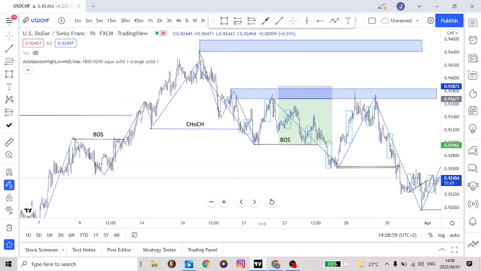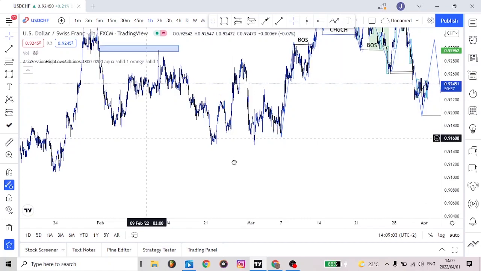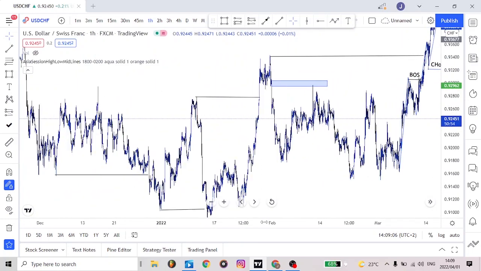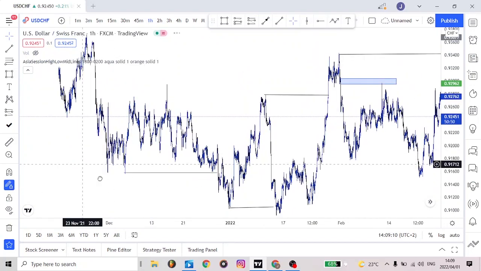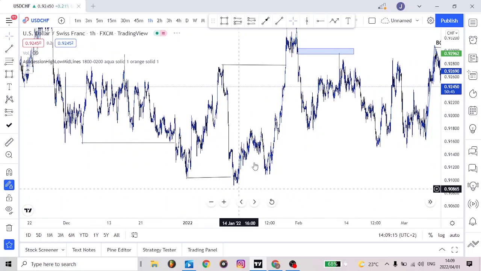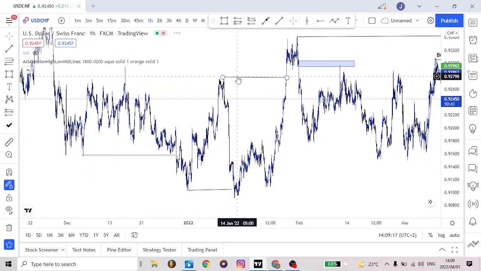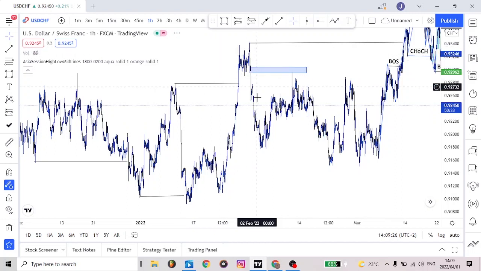Let me just zoom out and see more structure. Let's just zoom out and see what has been happening. So as you can see here, the market was on a downtrend because of a break of structure, and then this became our change of character. As you can see, the market did have a change of character. Now since it did, the market retraced back to this zone and it started pushing up.